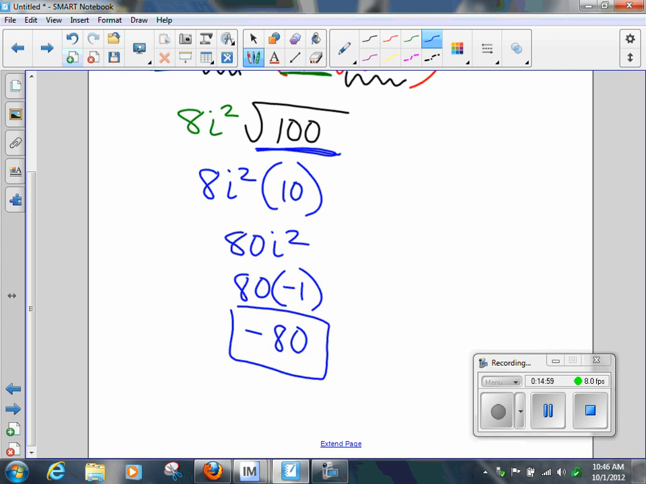Could I check that? How could I check it? Almost every single one of you has it on your desk. Check it in your calculator. Why wouldn't you? If it has no variables, throw it in your calculator.